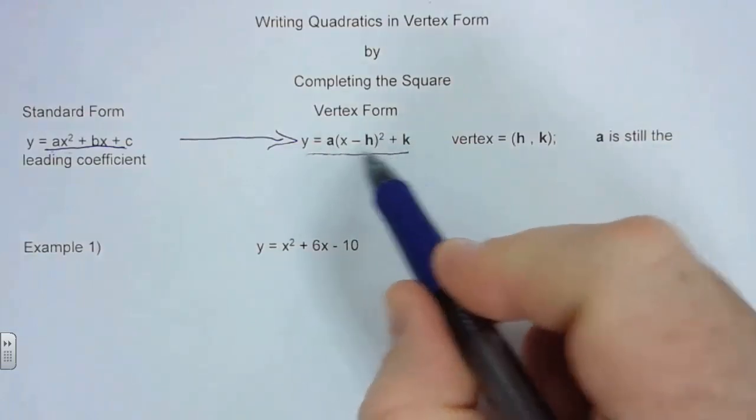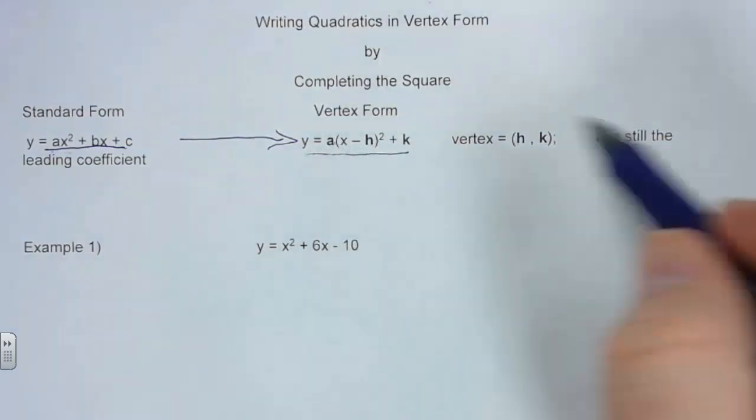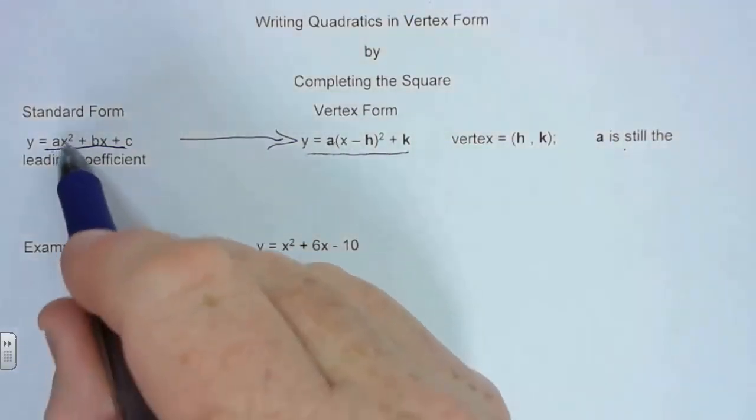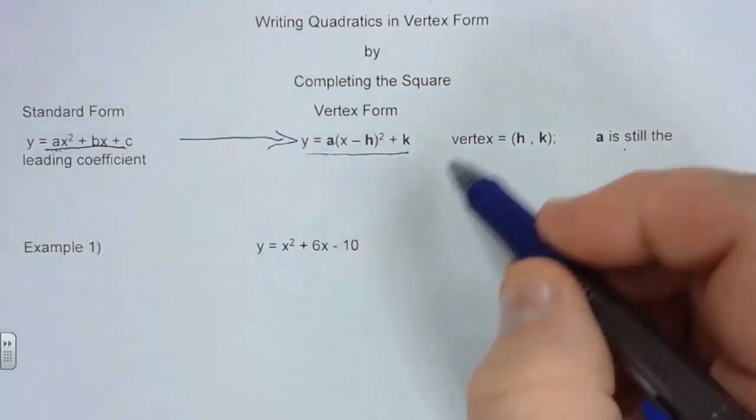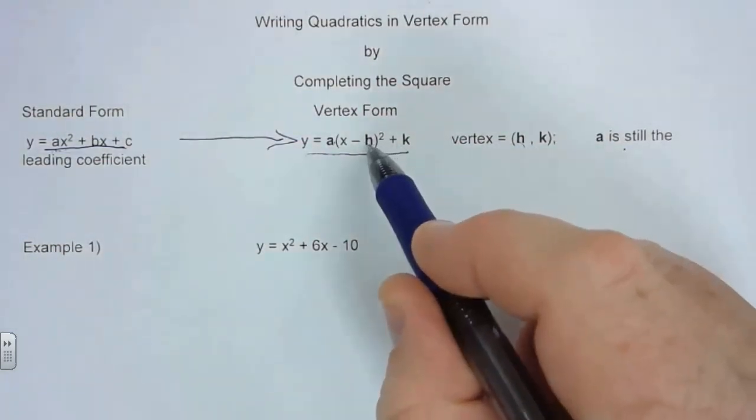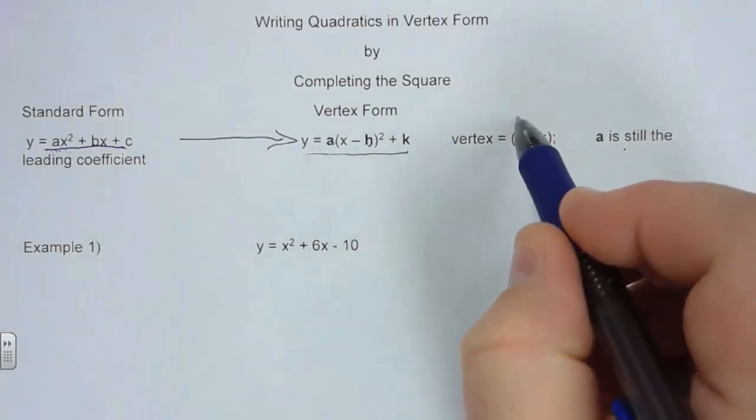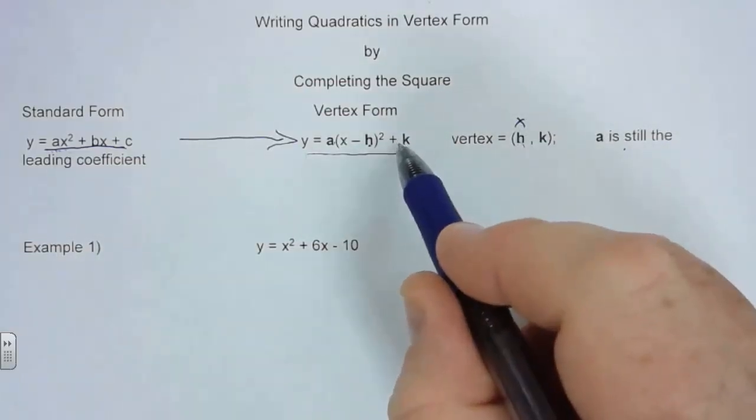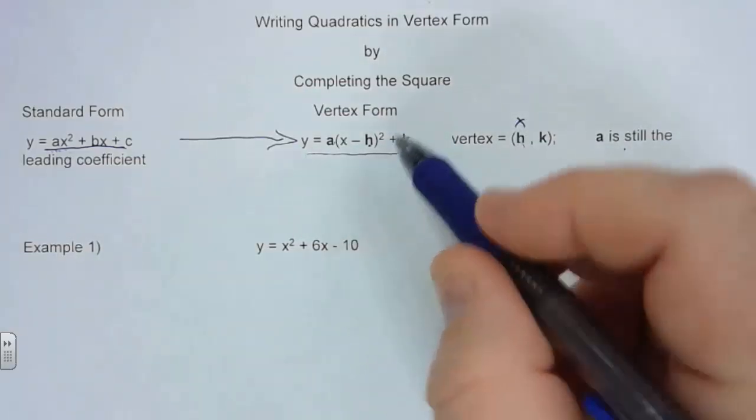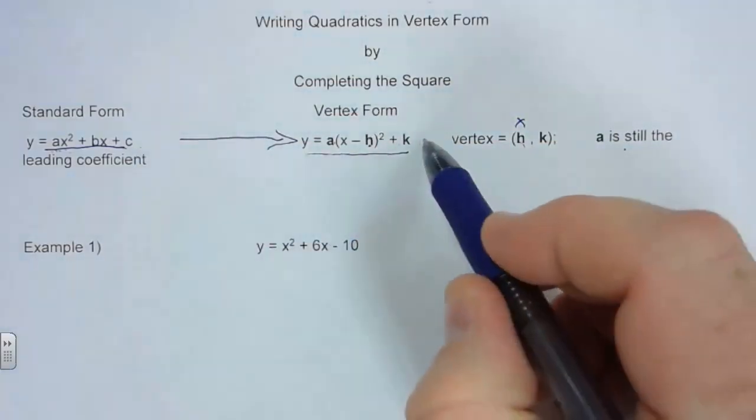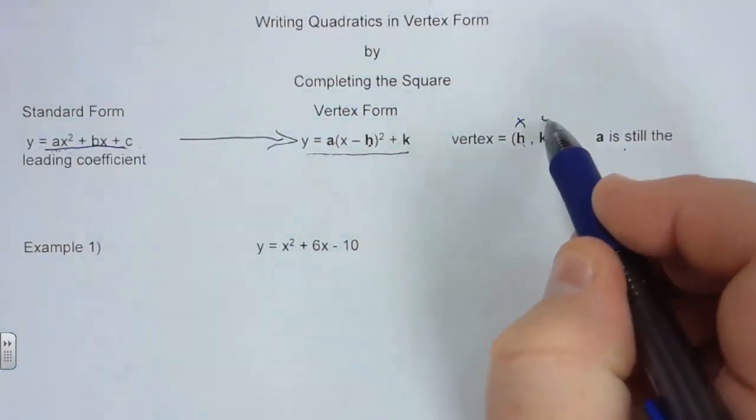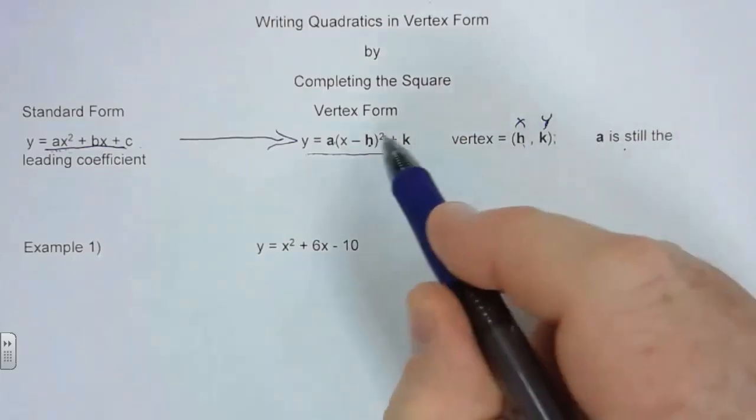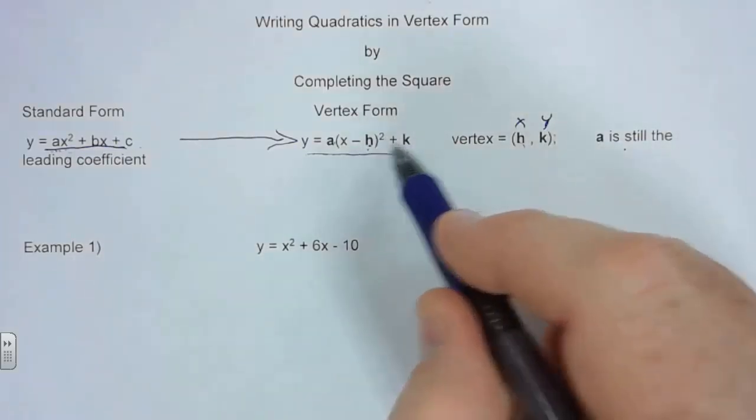When you're in vertex form like this, you have the a on the outside. A is still the leading coefficient, so it's the same a you see out here. And the coordinate here is the h value, or the x coordinate of the vertex, and the k value, the plus out here, is no longer the y-intercept like it is over here. This is actually the y coordinate of the vertex. So this is why they call it vertex form, because the vertex is here and here.